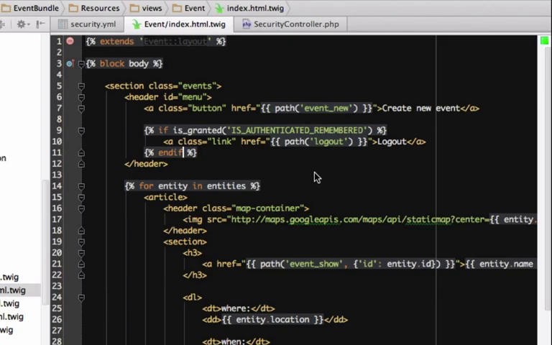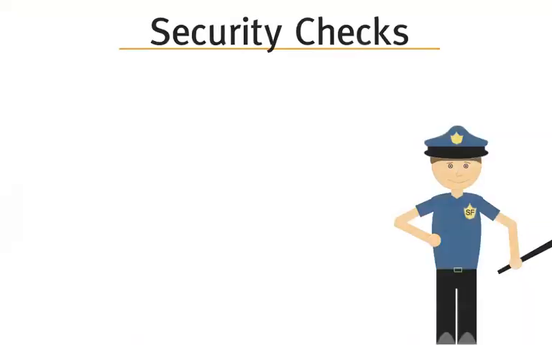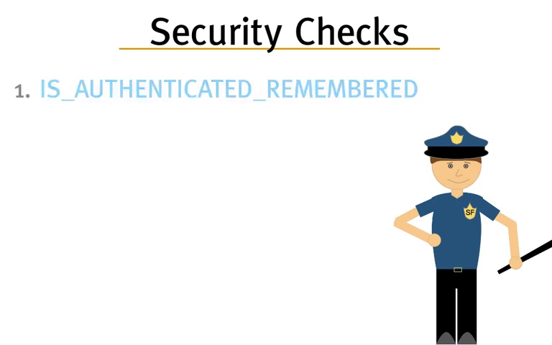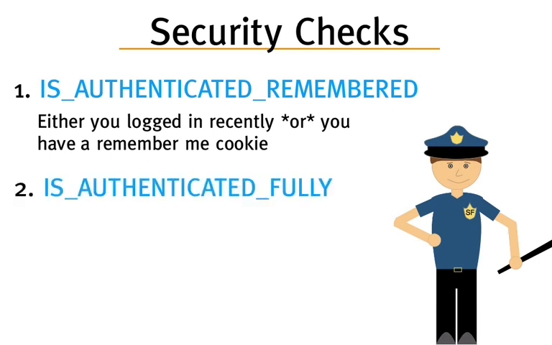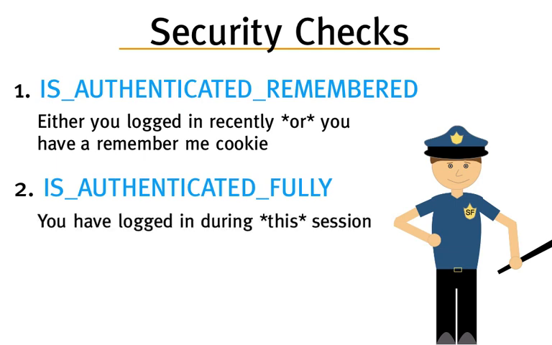So in addition to checking to see if the user has a given role, Symfony has 3 other special security checks you can use. First, isAuthenticated_remembered is given to all users who are logged in. They may have actually logged in during the session or may be logged in because they have a Remember Me cookie. Second, isAuthenticated_fully is actually stronger. You only have this if you've actually logged in during this session. If you're logged in because of a Remember Me cookie, you won't have this.